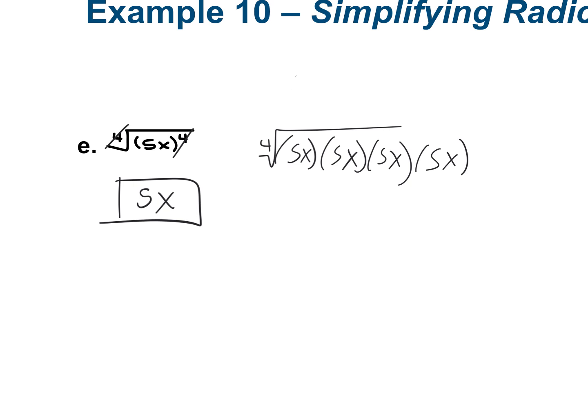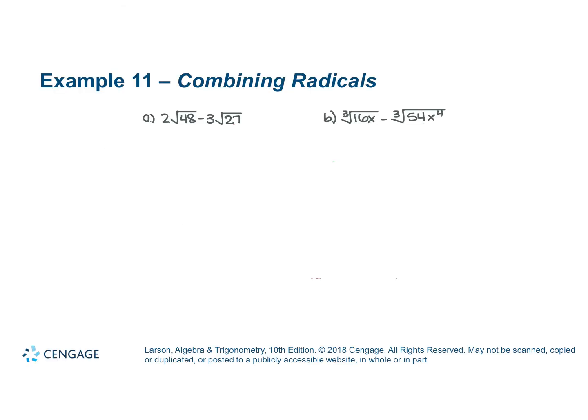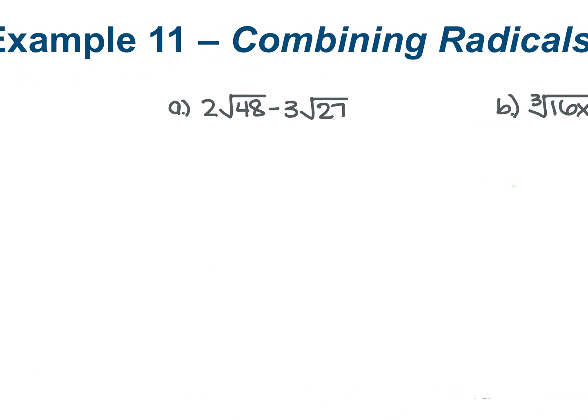And notice that since we have 4 and the index is 4, you can just take one out and get the final answer, which ends up being the same 5x. So for example, in 11, they want us to combine the radicals. Now, I'm going to zoom in into A.